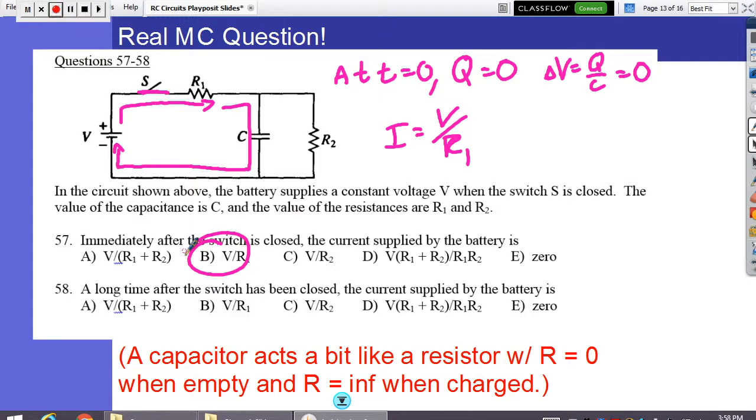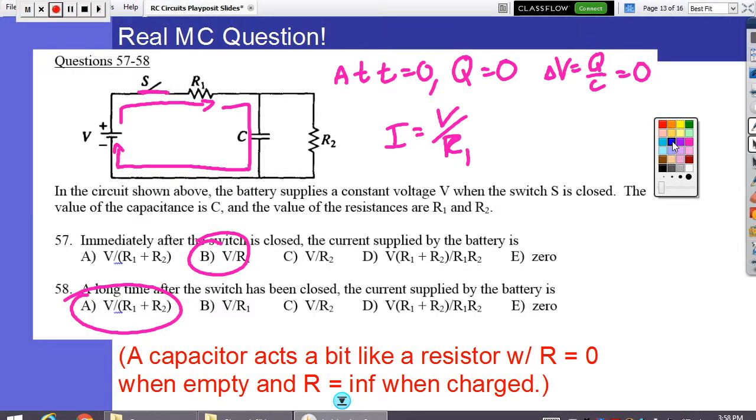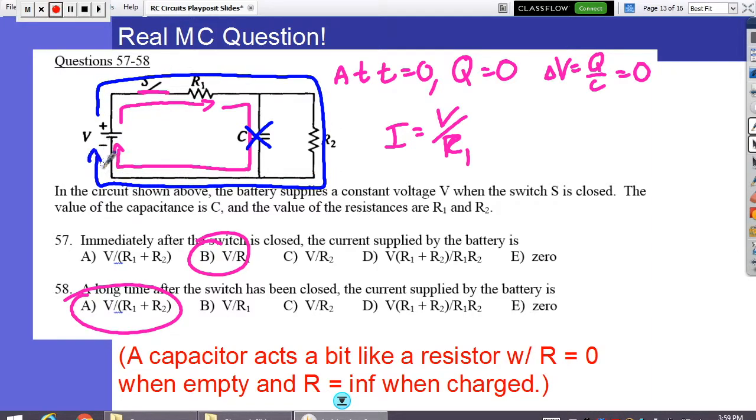Well, if you answered A, you are in good luck, because the way we might think of this is that when our capacitor is fully charged, it's going to block any current from going through it. And so our loop looks like that. It has to go through R1 and R2 in series, and so we get that. So remember, a capacitor that's empty lets in all the current. A capacitor that's fully charged blocks all the current.